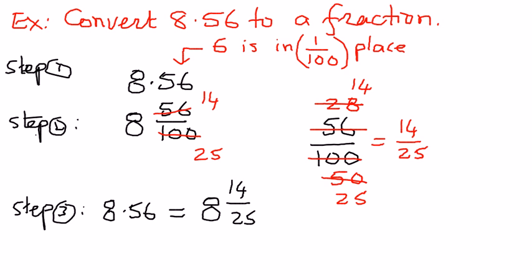So therefore, whenever we have a fraction and a whole number together, we call those types of numbers mixed numbers. Those are also a type of fraction, but they are in a mixed format of a whole number and a fraction. So 8.56 converts to 8 and 14 over 25, and that is the way we want to simplify these types of problems. In my next presentation, we shall look at some more examples of how to convert decimals to fractions.